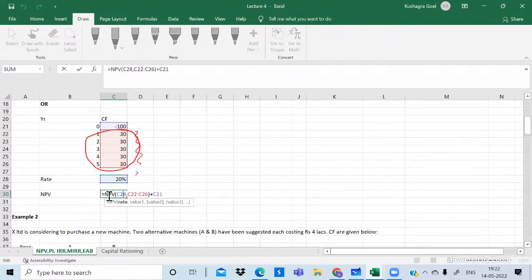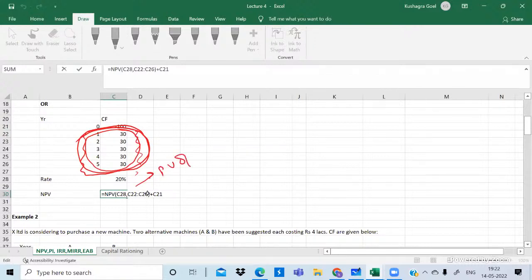If I look at these numbers, C22 to C26, what will happen? This will give me the present value of all this. So I'll get the present value of the money that is coming in from the first year to the fifth year. Indirectly, the bracket is telling me my present value of cash inflows, which in the earlier part I was calculating separately.